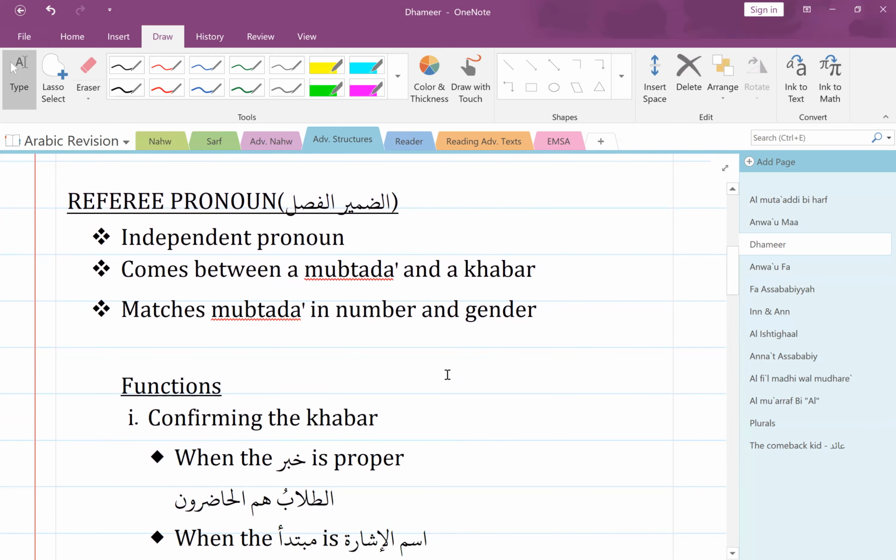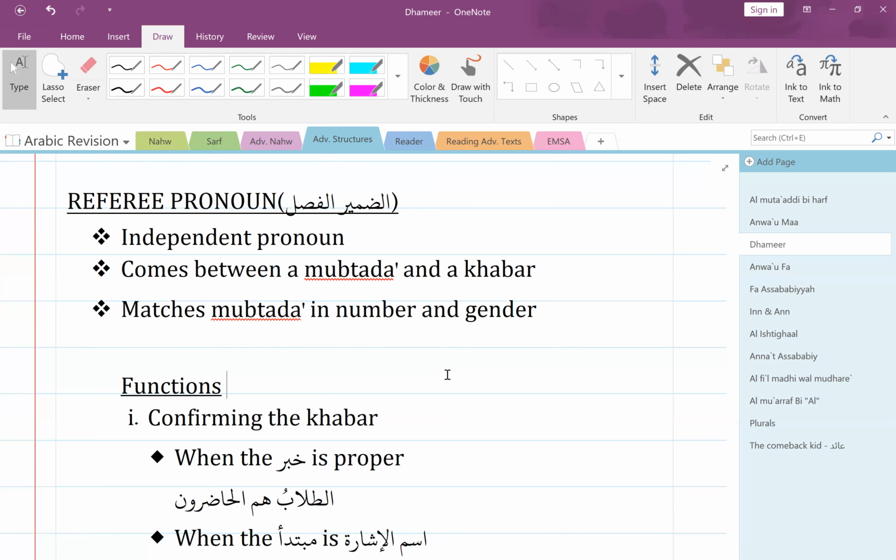Let's start with the first one, damir al-fasl. Damir al-fasl, the referee pronoun. Now, this is a kind of independent pronoun. And when I say independent pronoun, I'm talking about huwa, huma, hum, hiya, huma, hunna. It's not attached to anything. It's independent. It's on its own. So it's a kind of independent pronoun that comes between a mubtada and a khabar. Okay, comes between a mubtada and a khabar.